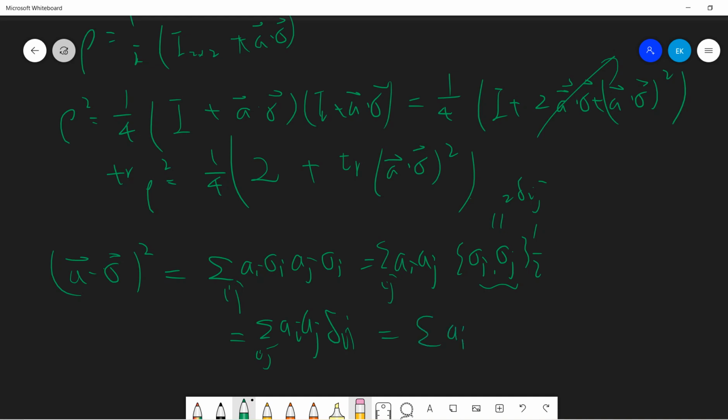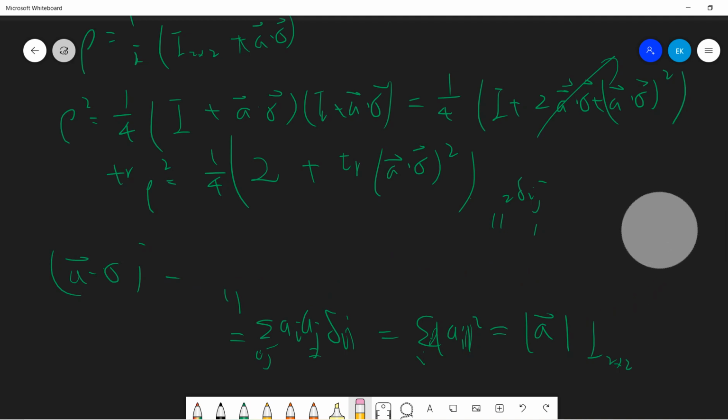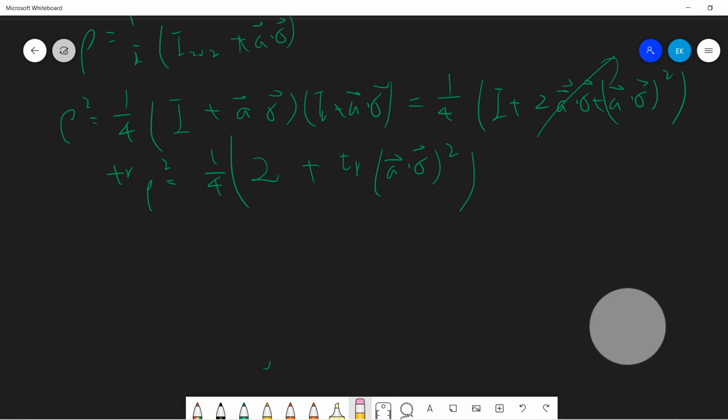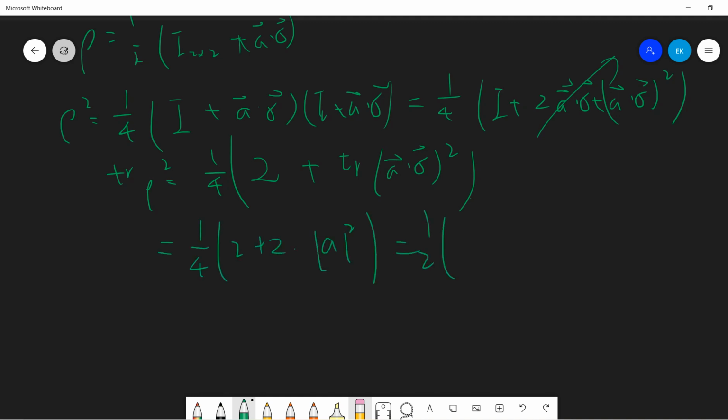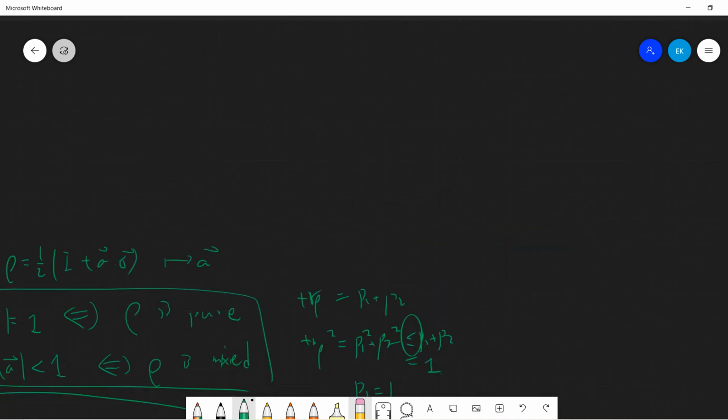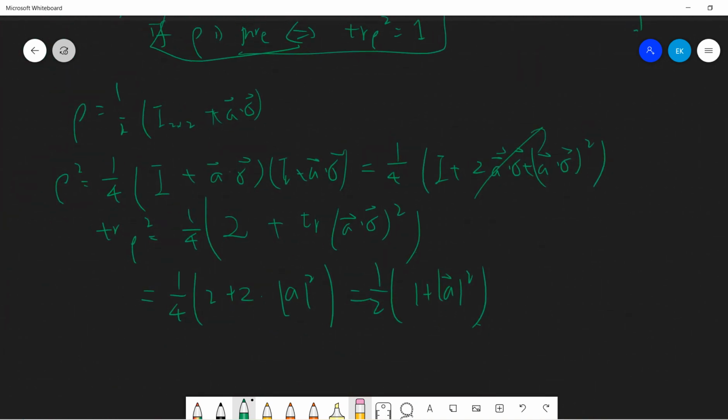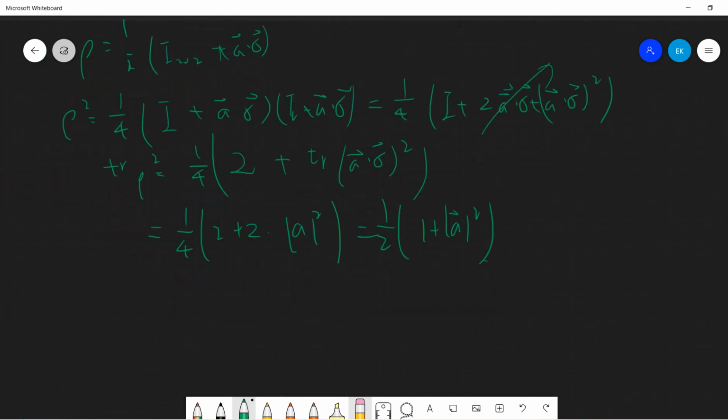So this is the summation of ai squared, since j needs to be the same as i. So this is the norm of a squared, the vector norm, times the 2 by 2 identity. Let's skip the standard derivation. We get 1 over 4 times 2 plus 2 times the norm of a squared. So it's a half times 1 plus the norm of a squared.